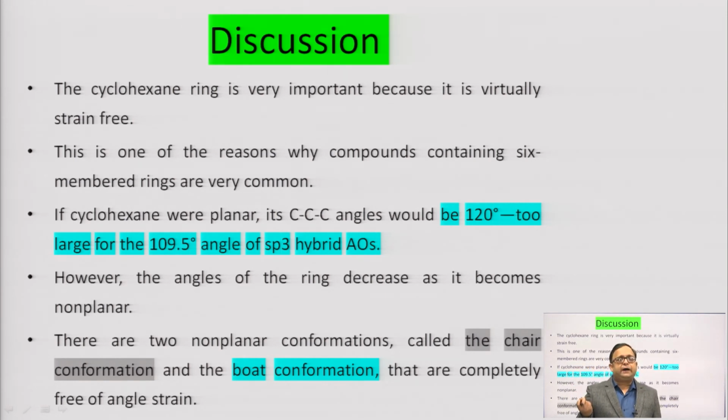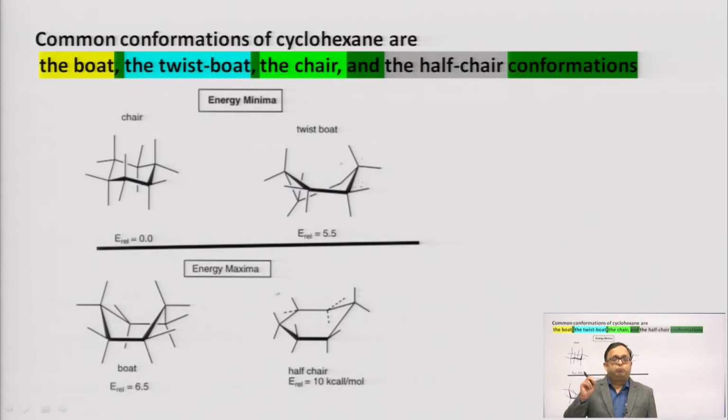It is one of the reasons why compounds containing six-membered rings are very common. If cyclohexane were planar, the angle would have to be 120, but it becomes 109, that is why there are conformations possible: boat, twist boat, chair and half chair. So, there are mainly two conformations, chair and boat, but we can categorize them as chair, twist boat, boat and half chair. There is also an energy level diagram showing which is more stable and which is less stable energetically.